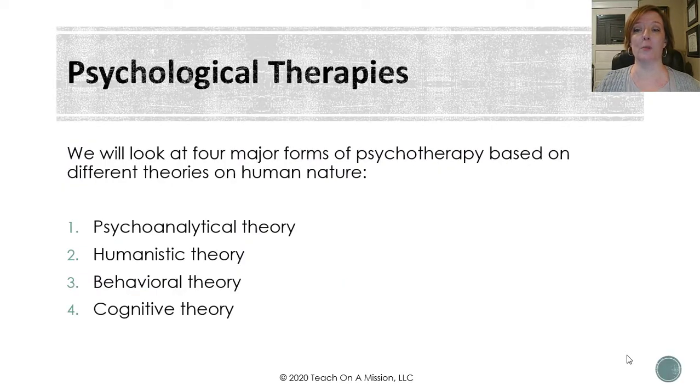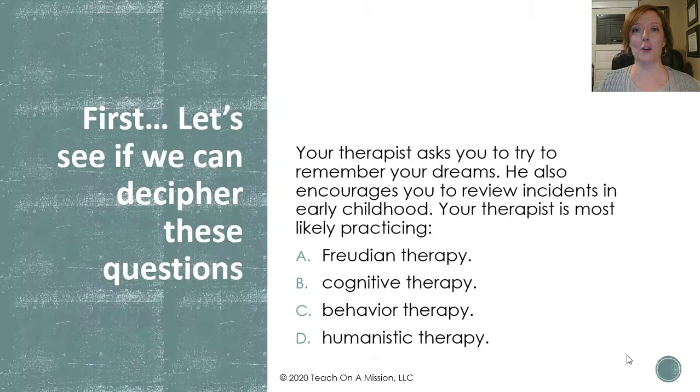We will look at four major forms of psychotherapy based on different theories on human nature. Again, our friends, the psychoanalytic theory, the humanistic theory, behavioral theory, and cognitive theory. But first, let's see if we can decipher these questions. Your therapist asks you to try to remember your dreams. He also encourages you to review incidents in early childhood. Your therapist is most likely practicing what kind of therapy? Freudian therapy, cognitive therapy, behavior therapy, or humanistic therapy. Hopefully you think it's Freudian therapy. This is very psychoanalytic in nature because you're talking about dream analysis and childhood-related incidents.